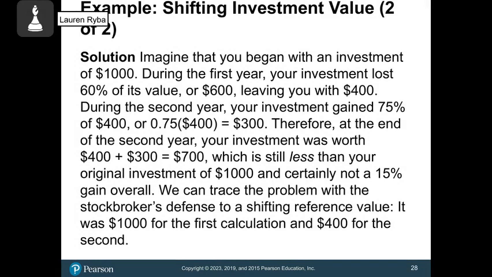In order to evaluate this, we're going to imagine that we started with $1,000. If we lost 60% of the value, we would lose $600, leaving you with $400. So after that first year, you'd be down to $400. During the second year, we gained 75%. So 400 was what we had. 75% of 400 means we went up $300. And at the end of the second year, I'm now at $700. I am not even back to where I started from, which was my $1,000.